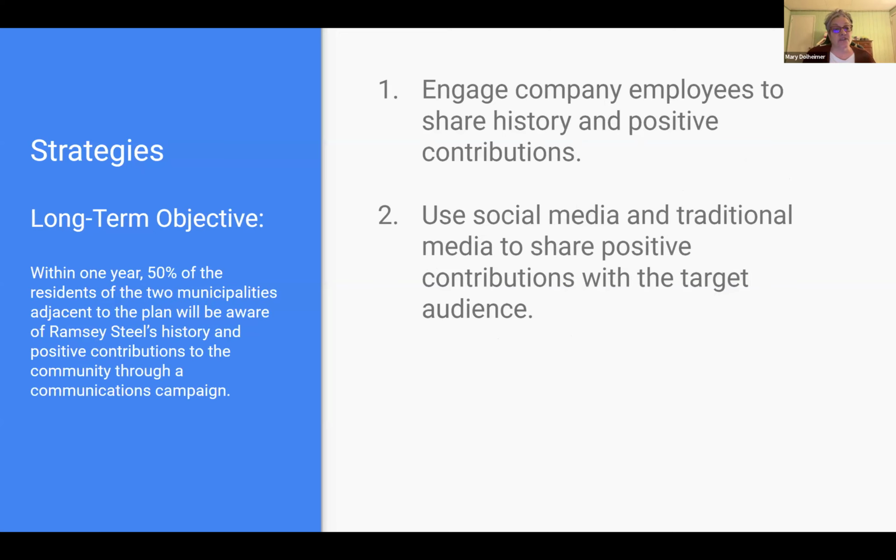And then 2 strategies for the long-term objective. Engage company employees to share the history and positive contributions of the organization, and use social media and traditional media to share positive contributions with the target audience. And again, similar to the short-term objectives, the strategies are very much the same.